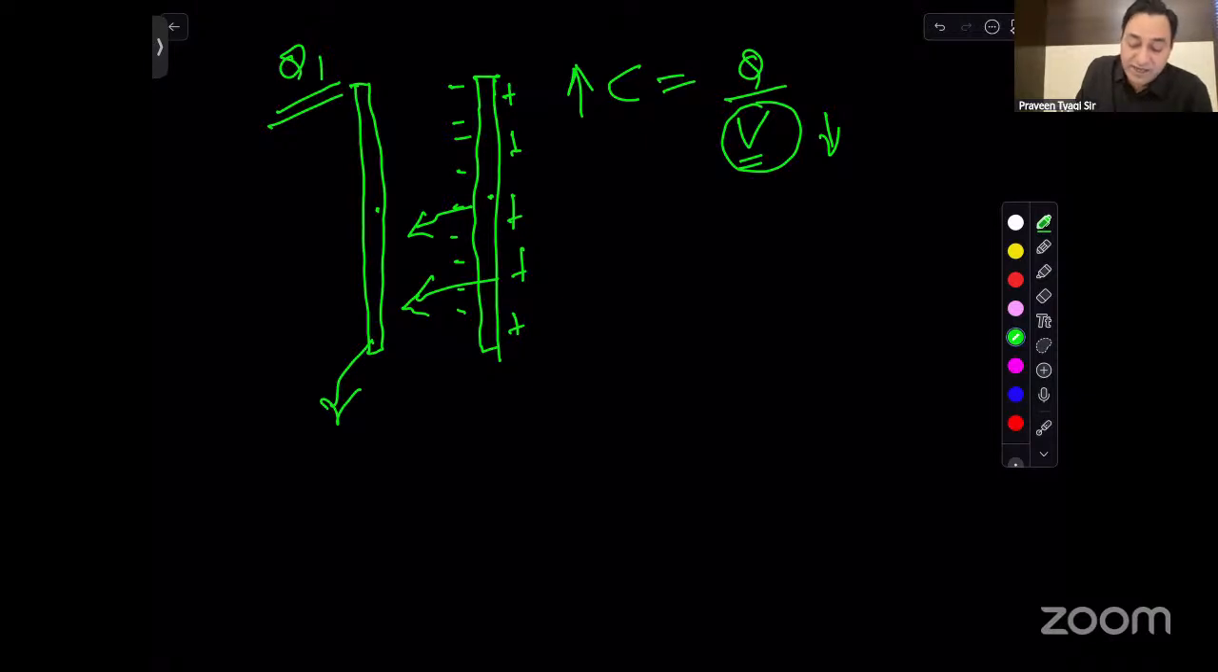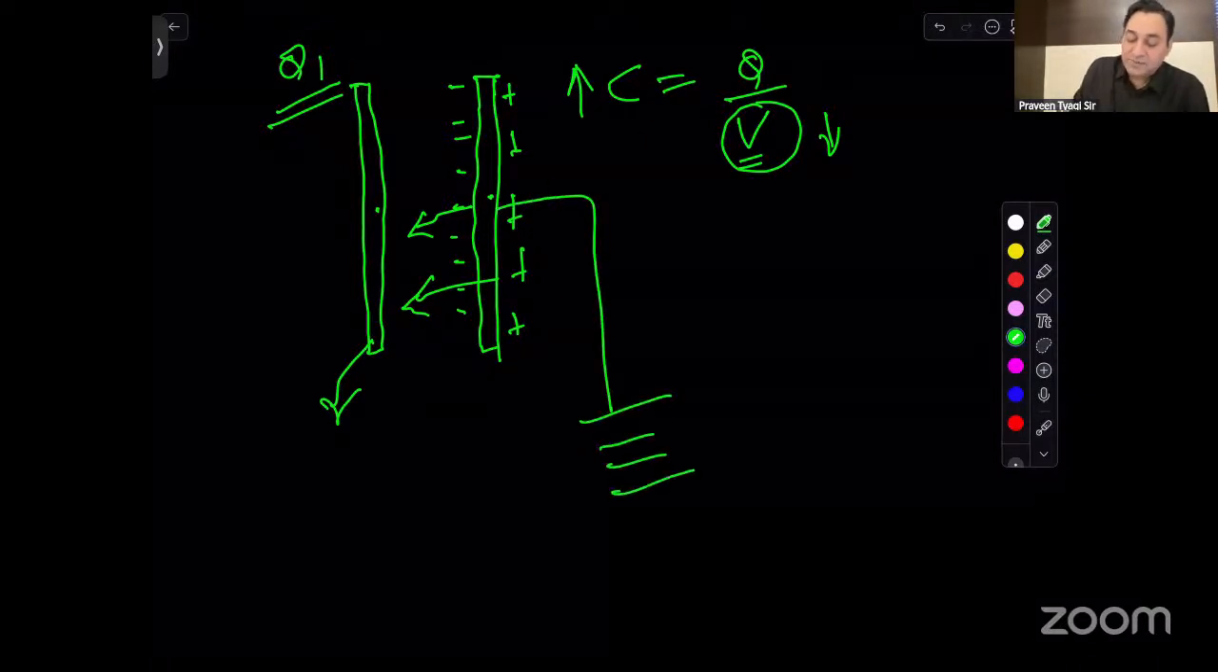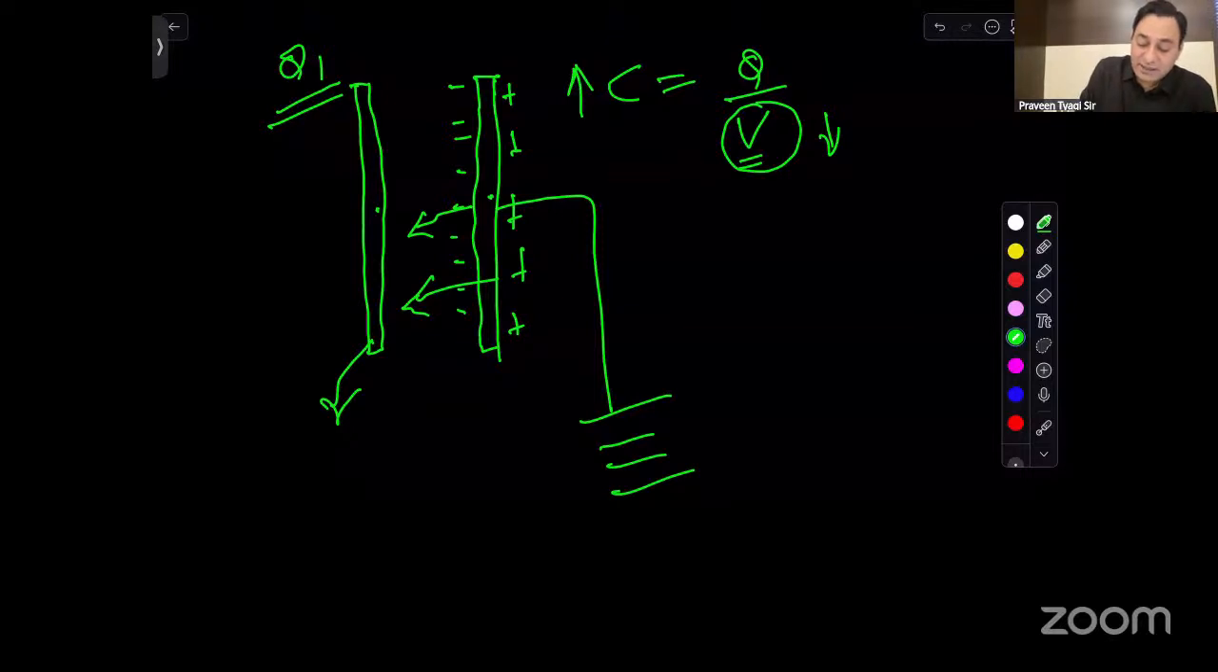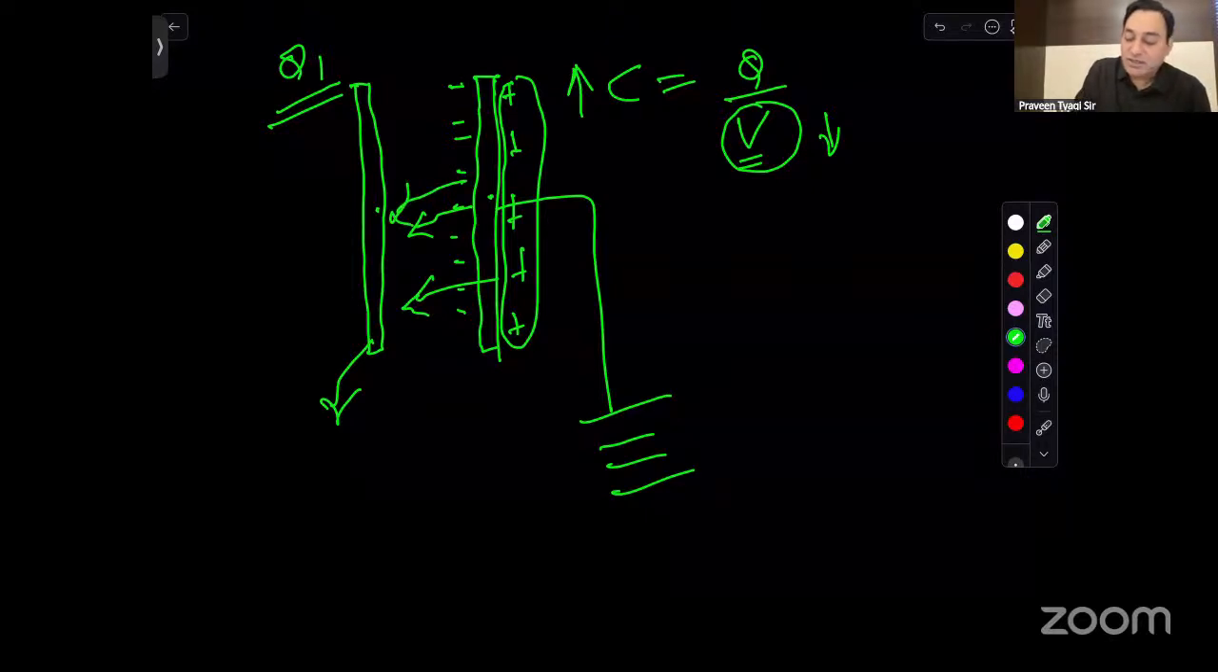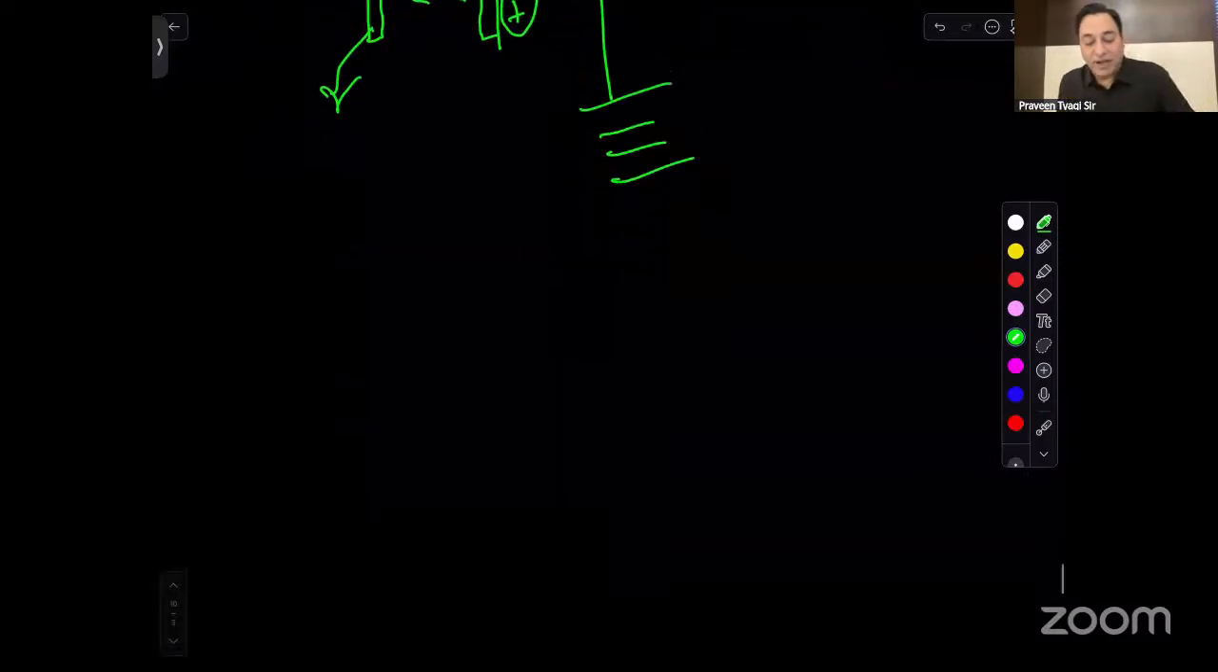Now, if I earth the other plate, that ensures that this charge flows down to the earth, and this negative charge will be producing a higher negative potential here. This will further decrease, therefore capacitance will increase. So why do we choose two parallel plate capacitors? This was the logic I was trying to give.